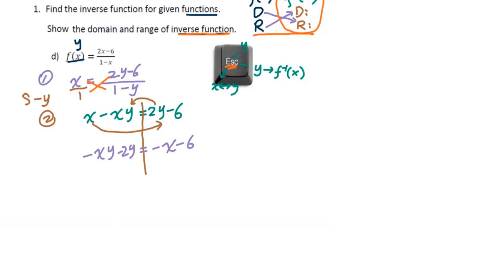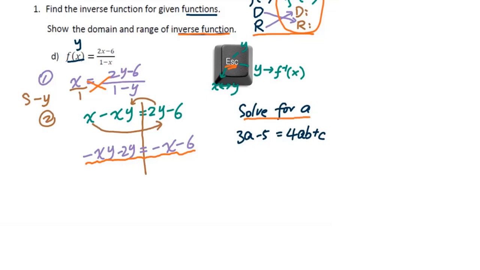When you get this far, this is a very popular equation type for the SAT. For an SAT question like this: solve for a. 3a minus 5 equals 4ab plus c. This is a linear pattern equation, so we move all the a terms to one side. Then we got 3a minus 4ab equals 5 plus c.